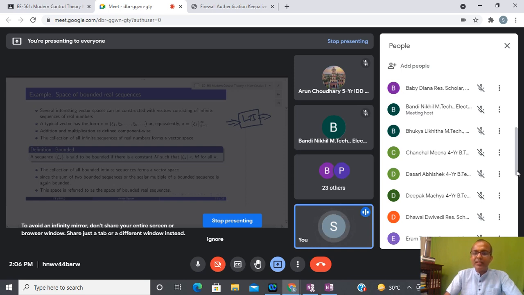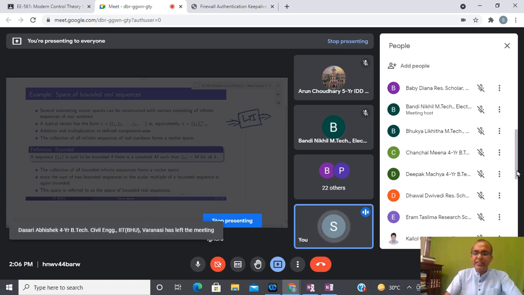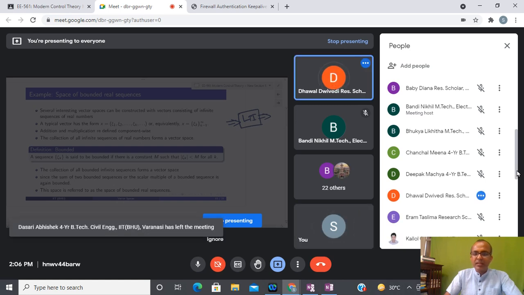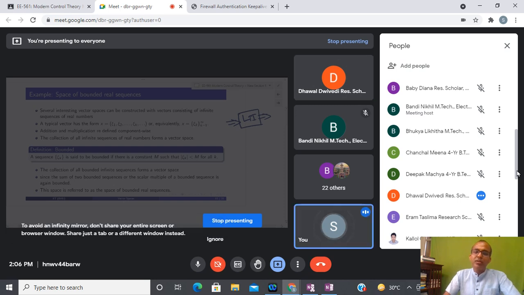Okay. Dhaval? Dhaval Dwivedi? Yes, sir. The pose should be in the left half then. Okay, post that is okay. But how can we basically define stability in terms of input and output? Do you have any idea?